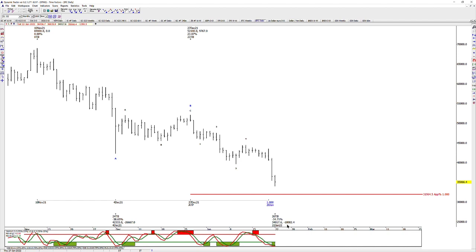Let's take a look at where we're at. So we're off by a couple days so far of the 100% alternate time projection. We're pretty close on the alternate price projection, a little bit short of that. And again, I measure the major cycles in price, alternate price projections, by percentage change. So this initial decline was 38.65%.